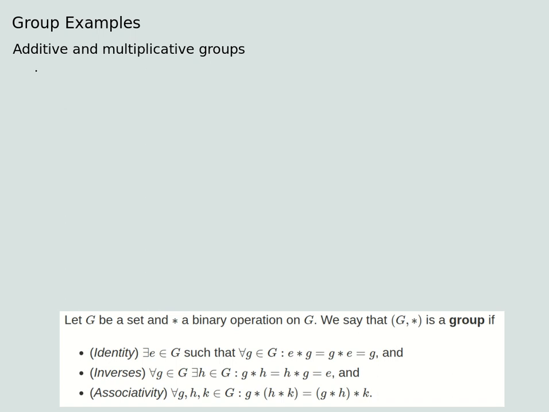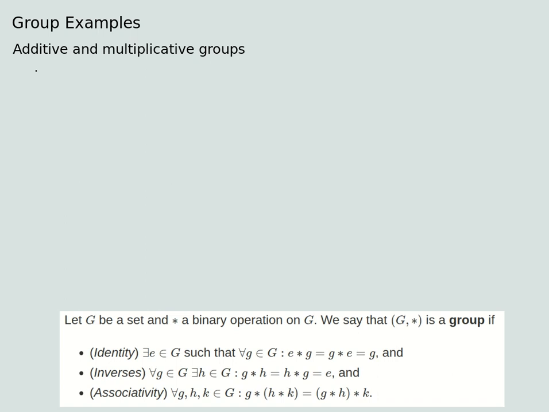Okay, in this video we're going to look at quite a number of examples of groups and some things which aren't groups as well. And to start off, we're going to look at some additive and multiplicative groups. So that means groups in which the group operation is some kind of addition or some kind of multiplication.